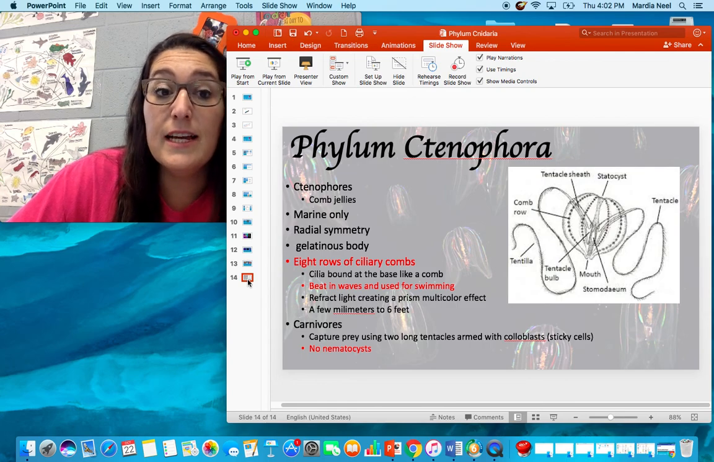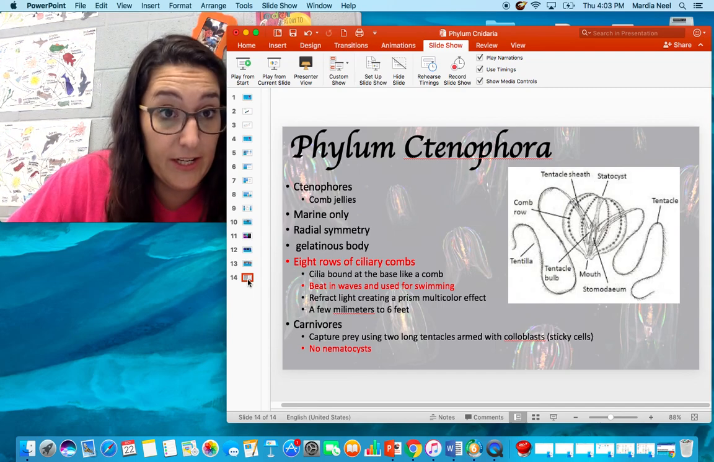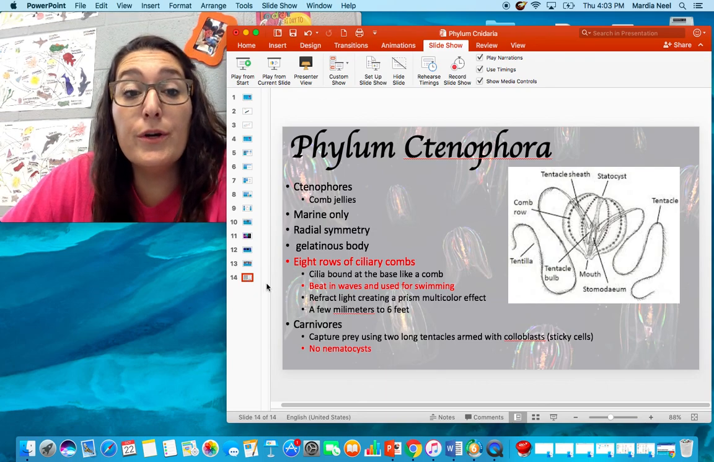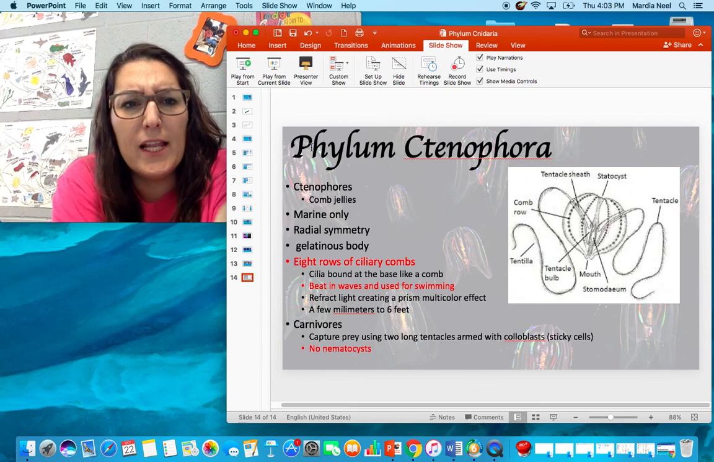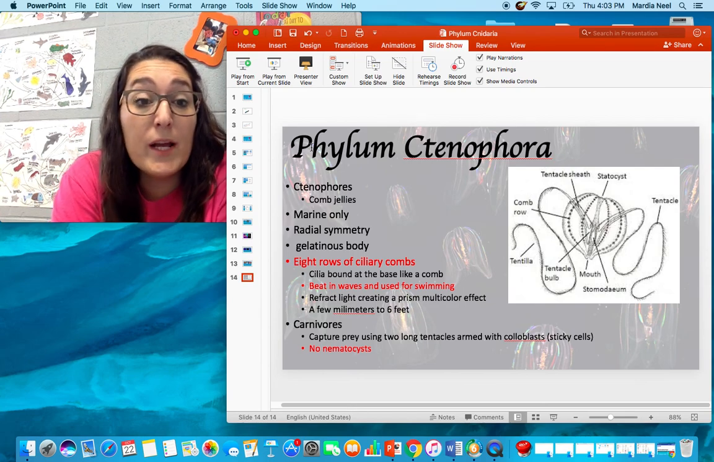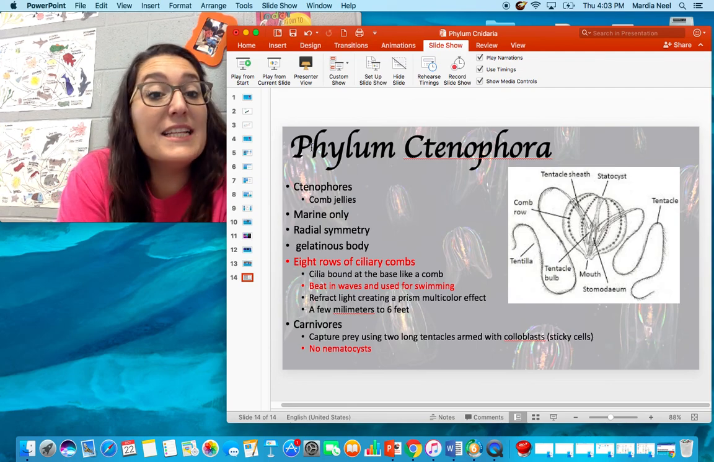Last but not least is a separate phylum completely, and they're called phylum Ctenophora. I include them with the jellyfish because most people think they are cnidarians. They don't realize that they're a completely different phylum. These guys are called your comb jellies. If you've ever been to the beach in Mississippi, Alabama, Florida, these guys wash up on the beach all the time. You've probably seen people pick them up and throw them at each other, or pick them up and look at them. They can't sting you.